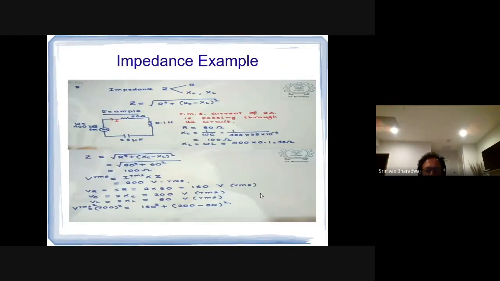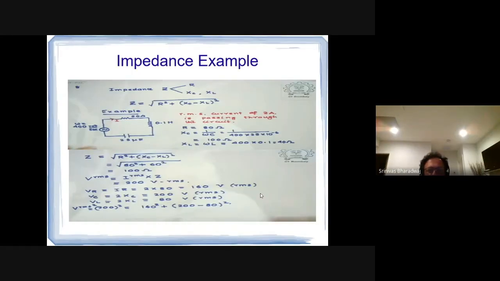From this, right? So the V is what? It is 400, omega is 400 rads per second, right? V is 200 volts RMS, right? RMS 200 volts.